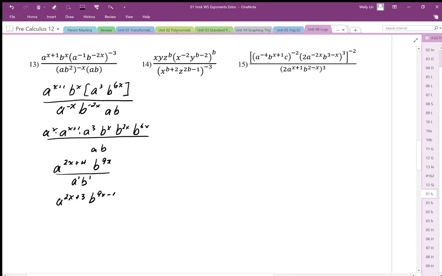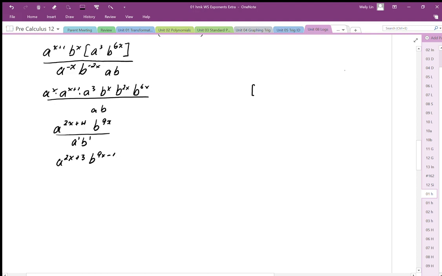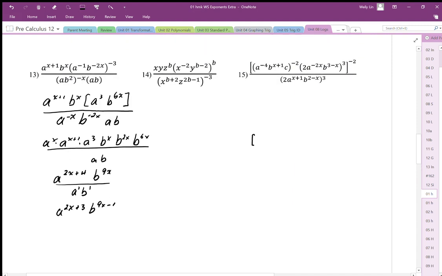Number 15, we're going to work inside out. And so we're going to deal with the inside exponents first and then apply the outside exponents. So here we're going to just have the a, so the numerator. Inside we're going to apply this exponent into these three terms.